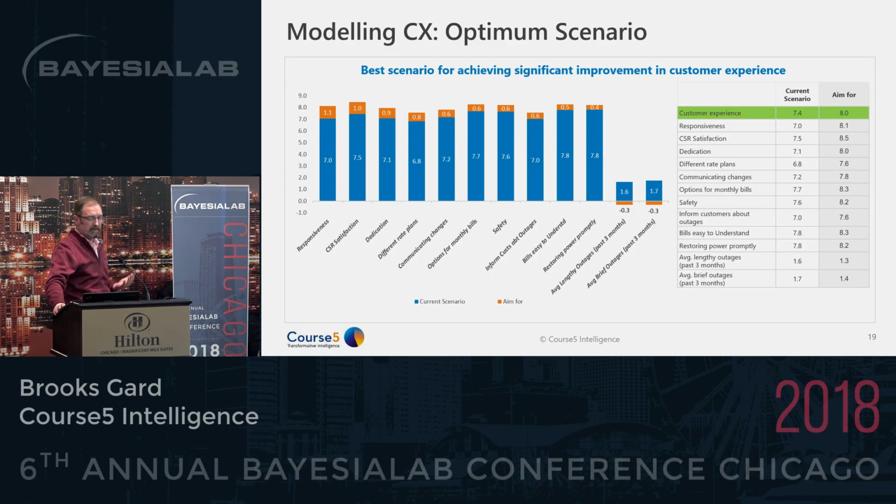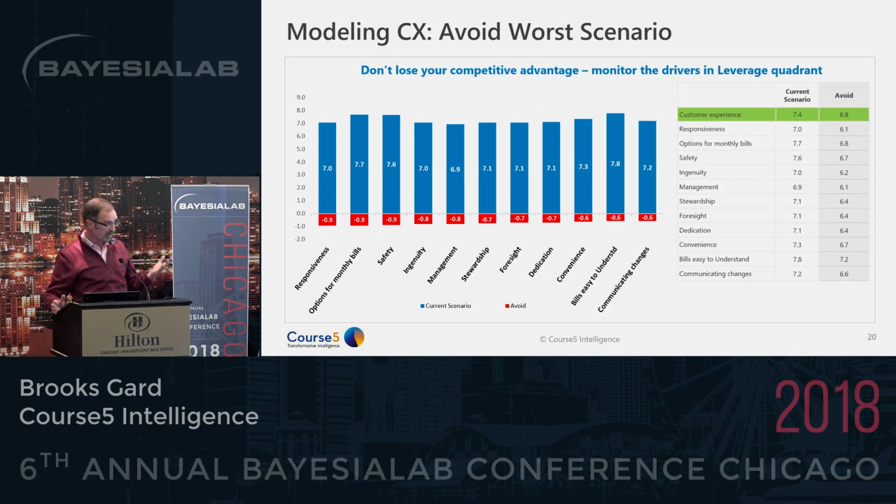Conversely, for the worst case scenario, what we wanted to look at was the variables that I showed you previously that were in the leverage area, and how they needed to avoid lowering these scores by these amounts. These are the ones they need to focus on to make sure that the worst case scenario, where they lose that significant amount of customer experience, doesn't happen.